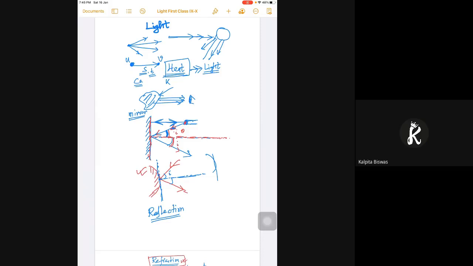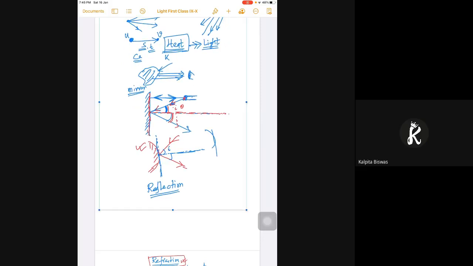And now, how do we view, or how do you see the characteristics of the light? Starting with our very fundamental, if you stand in front of the mirror and see your image, or if you throw some light on some object, the reflected light comes from that object to our eyes, and then only we can see that.